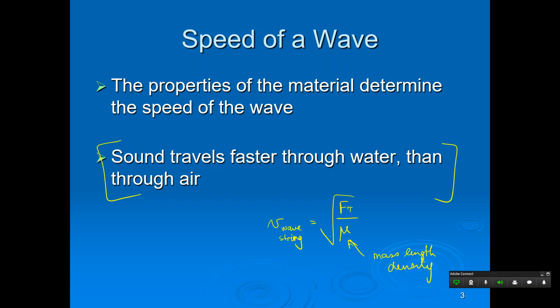We kind of talked about that with the damped oscillation, but that was really of a dying out. Let's say you had a speaker playing sound in water, it would actually travel at a different speed. It would sound different than if you had that same speaker outside of water.